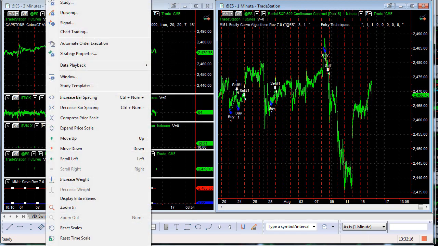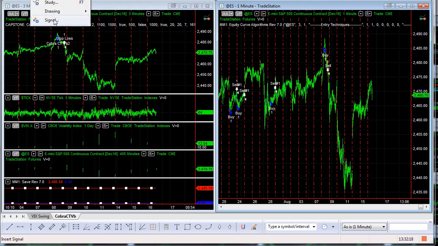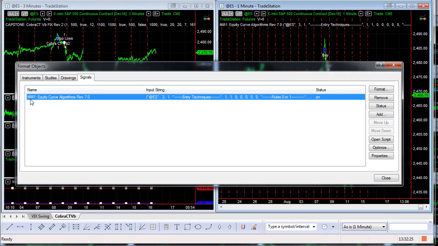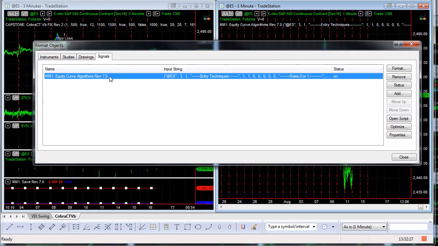Then you want to insert the signal. I've already inserted the signal, so I'm going to format the signal. The signal that you would insert is MM1 Equity Curve Algorithm Rev 7.0, and that's based on the fact that we inserted the indicator MM1 Save Rev 7.0. You could, if you want to, use any of the others, MM0, MM2, MM3, MM4. You cannot use more than one. You cannot use this indicator more than once for the same symbol and same interval setting.